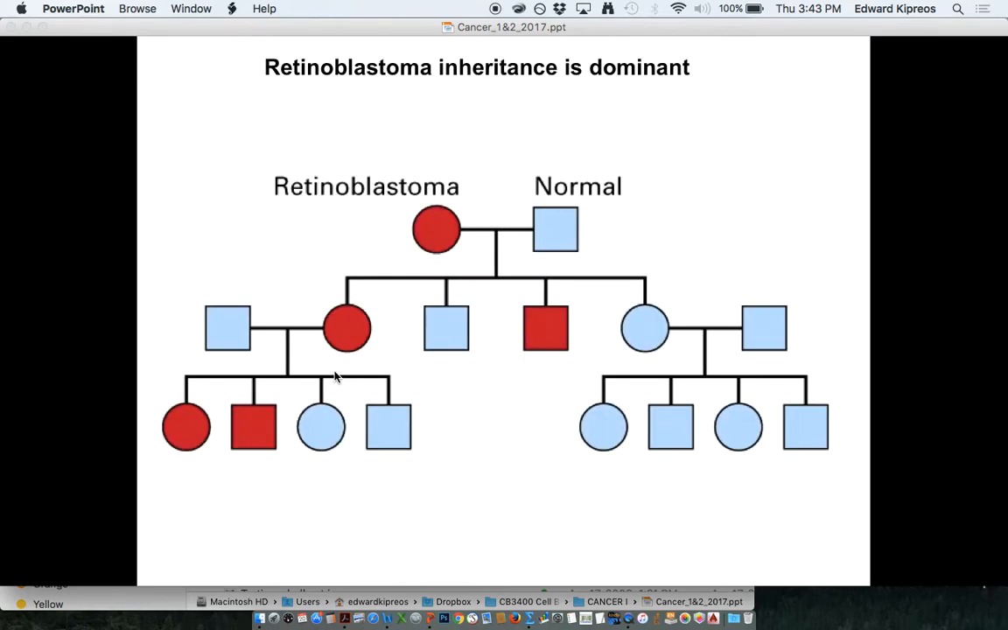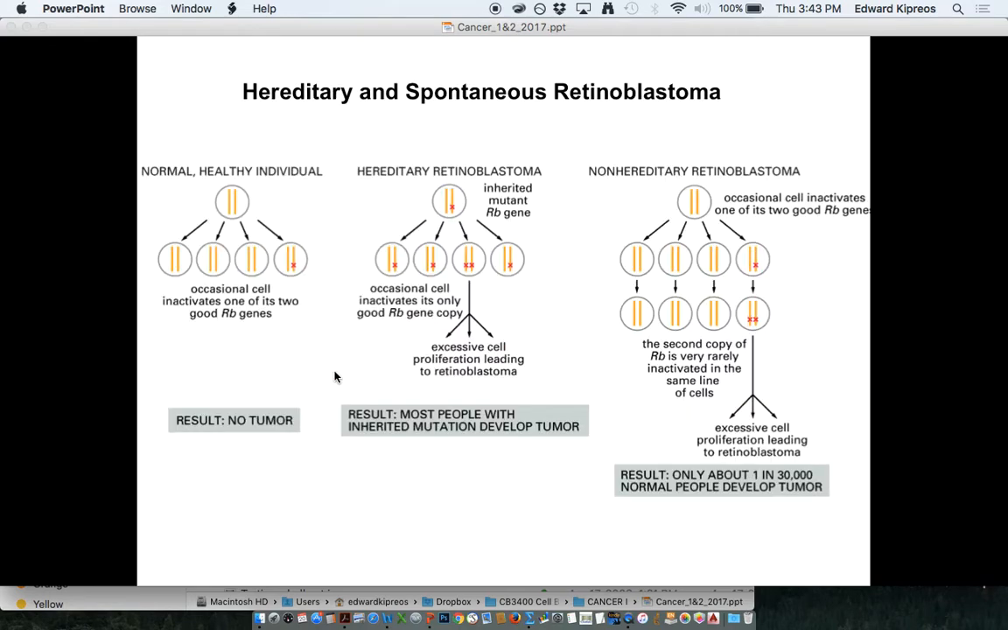All right. So this again is that positive. This is showing you the dominant inheritance. And then this is what I just drew out, where in the hereditary form, you're going to have a much higher likelihood of knocking out the second copy because you're starting with one bad copy. And in the non-hereditary form, you're much less likely. I mean, here you have to knock out two copies.